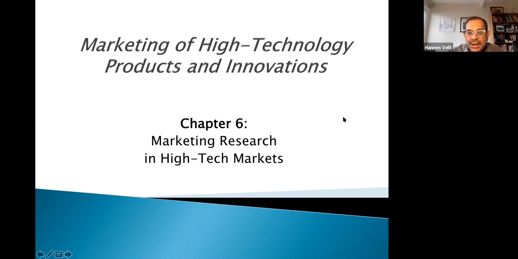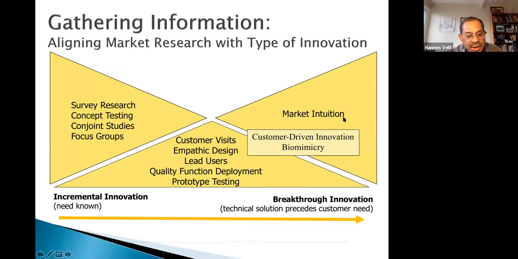I will now go into this particular visual where I hope you're able to see this. On the horizontal scale, you have this continuum from incremental innovation to breakthrough innovation. This axis is one of measuring uncertainty. On the left side, we know that incremental innovation, the customers know what their needs are. Typically they'll say, I want more battery power in my smartphone, or I want a larger screen.